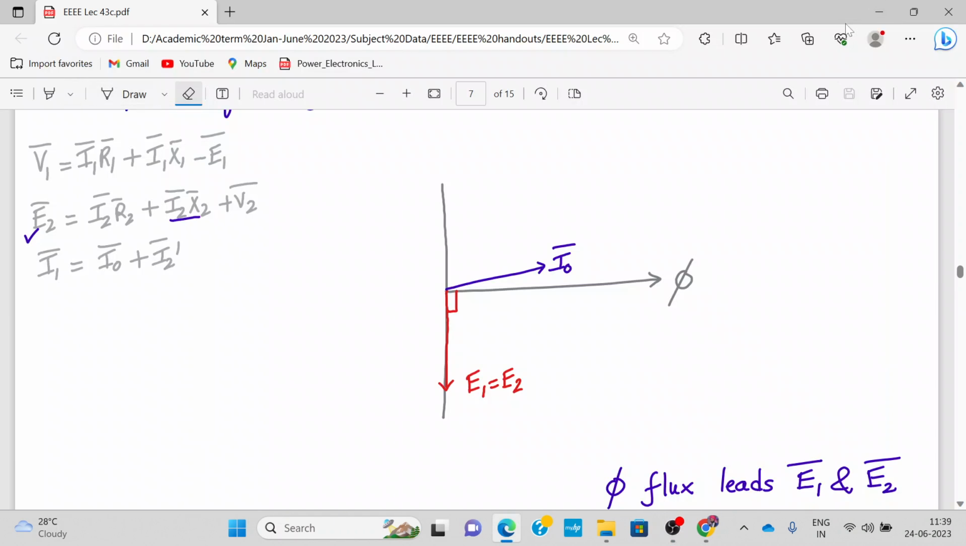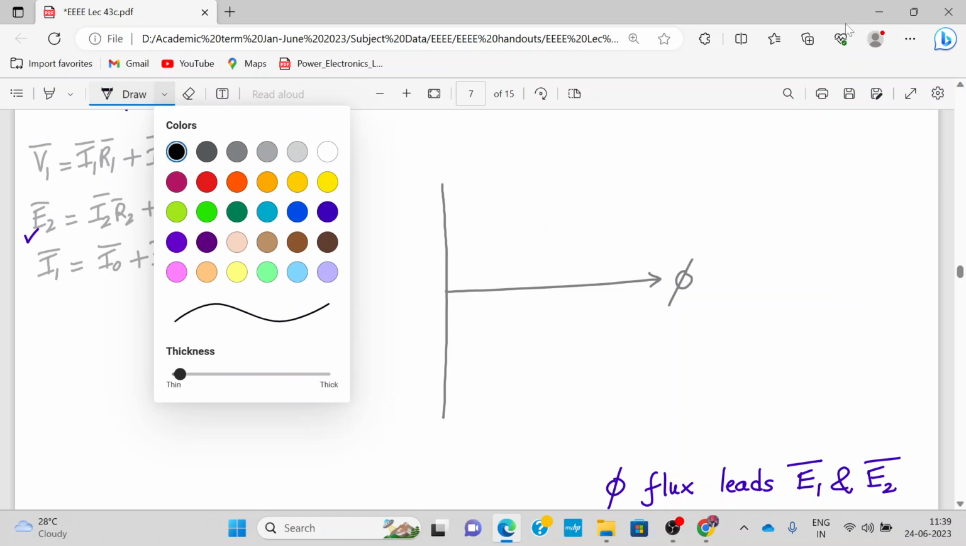Okay, fine. So let's restart our approach. For drawing this phasor diagram, first of all, we have to start by drawing V2. Let's say V2 is over here.